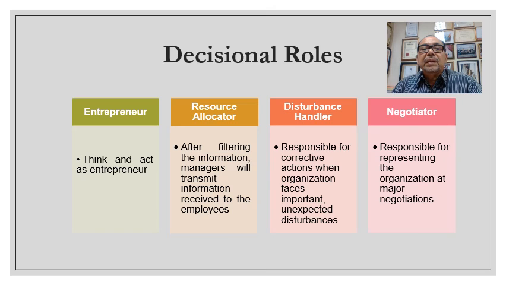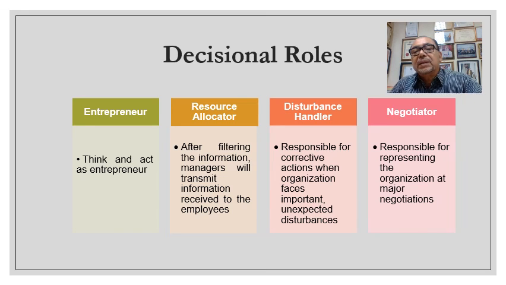Then disturbance handler, responsible for corrective action when the organization faces important unexpected disturbances. For example, there's a riot inside the factory. People are not happy with the management or with the policy of the company. So you as a CEO have to handle it, to handle and explain whatever problem, whatever dissatisfaction by the workers. That type of job we call disturbance handler. You handle the disturbances happening inside your organization.